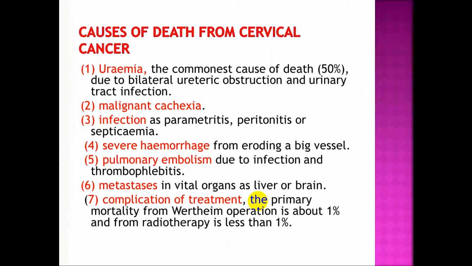The causes of death from cervical carcinoma are important. Uremia is the commonest cause of death. So now we have important risk factors, and we also have causes of death from cervical cancer, which are very important. The commonest cause of death, 50%, is due to bilateral ureteric obstruction and urinary tract infection. Others are malignant cachexia, infection such as parametritis, peritonitis, or septicemia, severe hemorrhage from eroding big vessels, pulmonary embolism due to infection and thrombophlebitis, and metastasis in vital organs such as liver or brain.